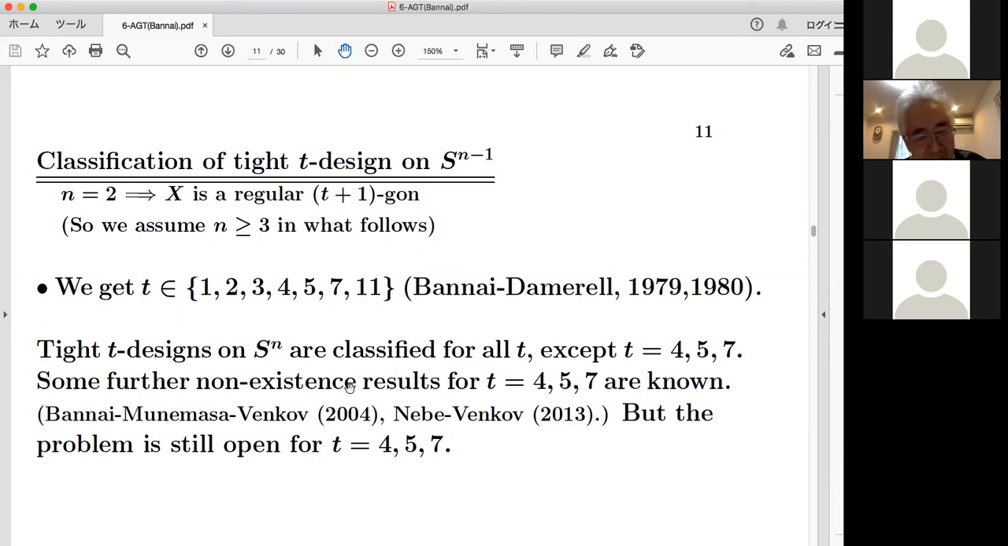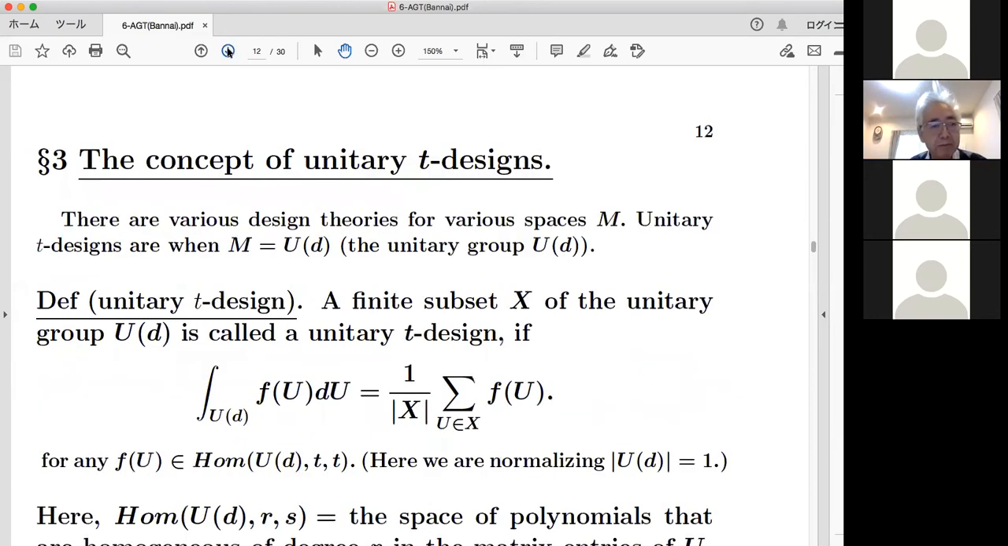And there are some developments by myself, Munemasa and Bannai, and then Nebe and Venkov. But the problem is still open for t equal to 4, 5, 7. So this is an interesting open problem.